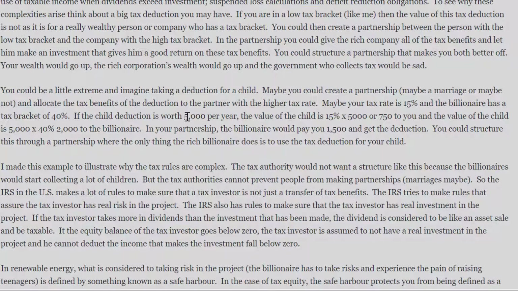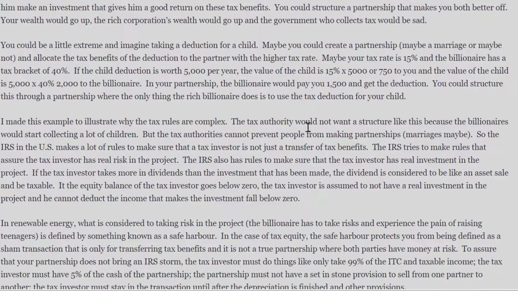You want to get the deduction for this child. I pretend it's 5,000. You want to get that to the person with the 40%, not the 15%. I pretended that's the billionaire. The value of the tax deduction for the poor person is only 750. For the rich person it's 2,000. Can't we get it to the 2,000? Can't we make a little partnership? Maybe the rich person will give us 1,500 to get the 2,000 value of the tax deduction.